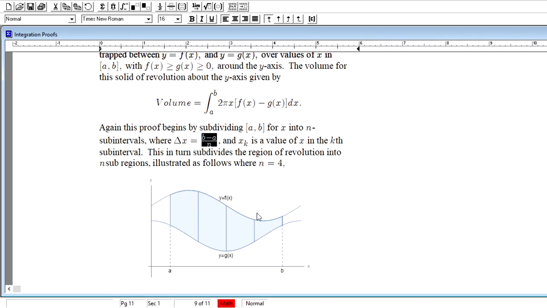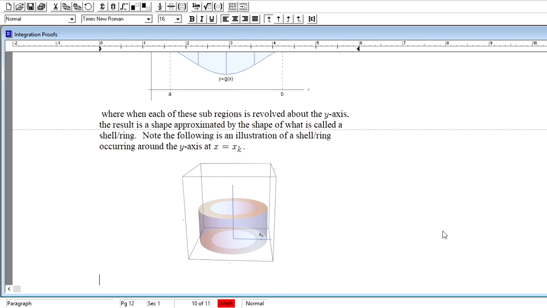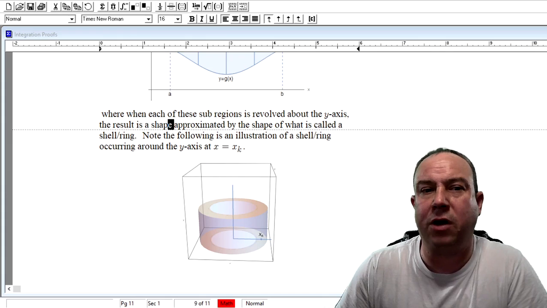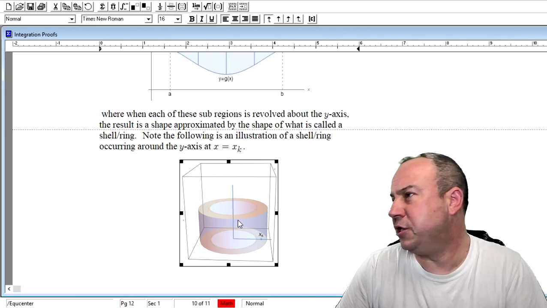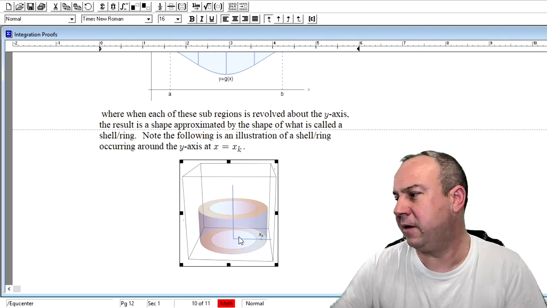But when we go to revolve the subregion around the y-axis, when each of these subregions is revolved about the y-axis, the result is a shape approximated by what is called a shell or ring. You can see here in my illustration, I have illustrated a shell or a ring for you folks. Here we have this shell or ring.